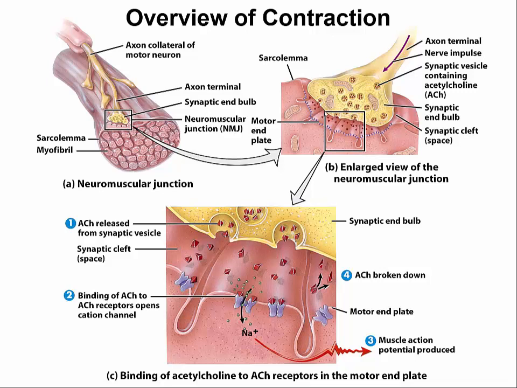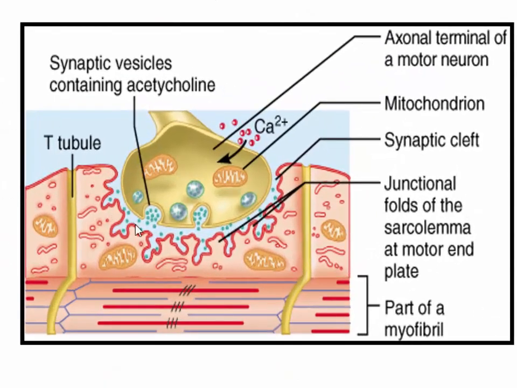Well, before we go on with the action potential down the muscle cell membrane, let's take a look at some more of the structures here at the motor end plate. The motor end plate is the collection of acetylcholine receptors on the muscle cell membrane where the axon terminal makes a synapse with the muscle cell. So at this motor end plate, you're going to see a lot of folds. These are called junctional folds and help to increase the surface area. You get a lot more acetylcholine receptors bound here.